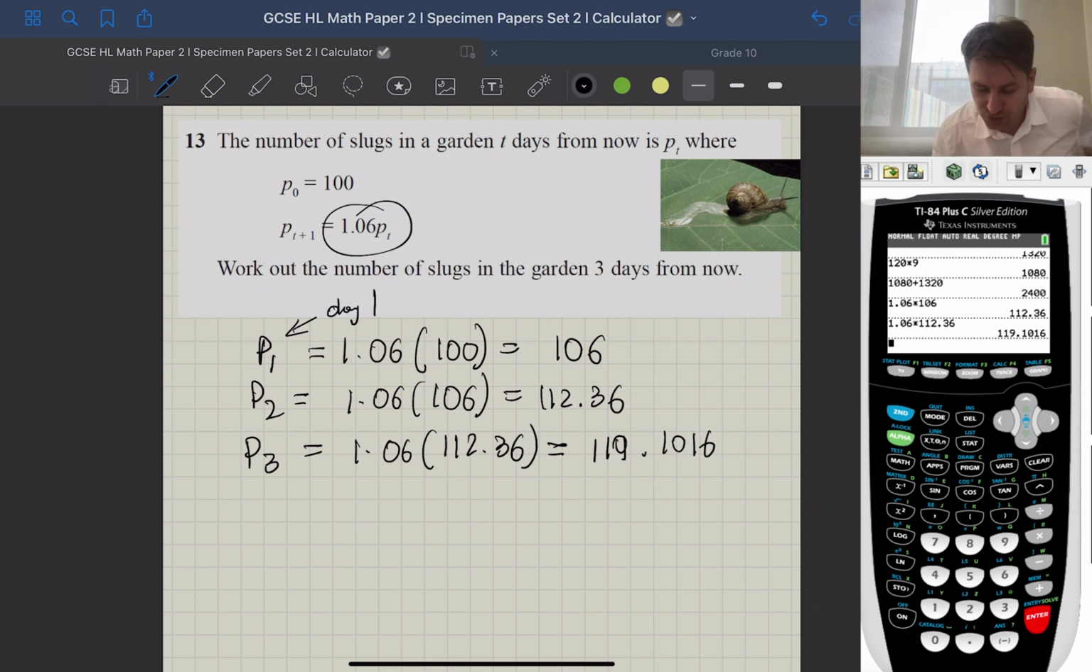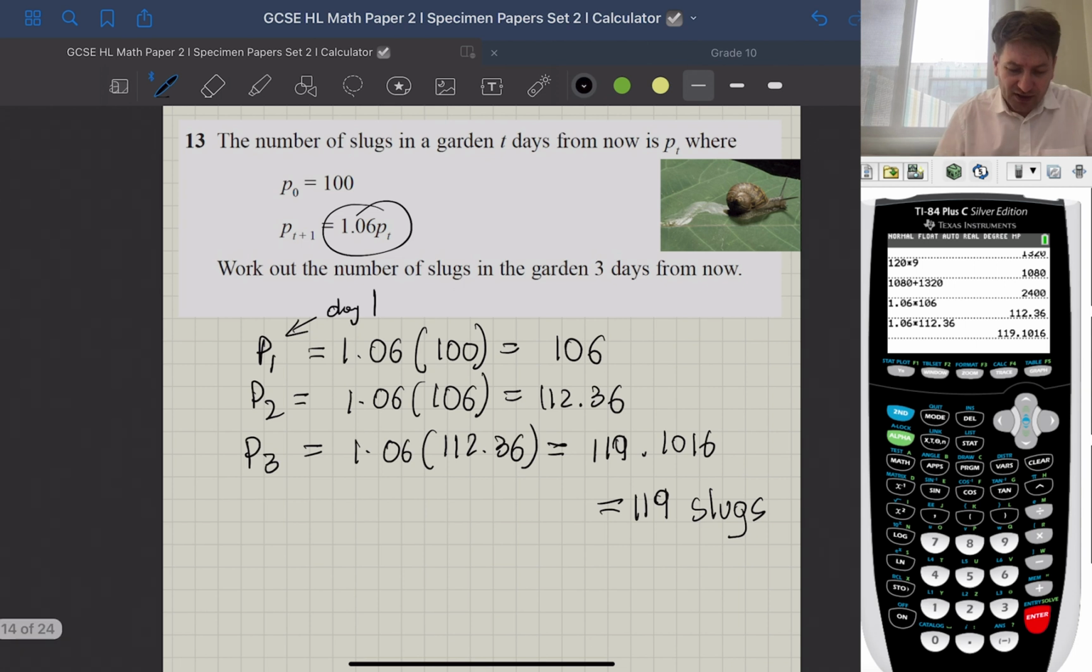We obviously do not have 0.1016 of a slug, even though when I was a child I would sometimes chop the head off of the slugs. But I don't do that anymore. So I would say not curvy brackets. What are you doing? This will be 419 slugs.